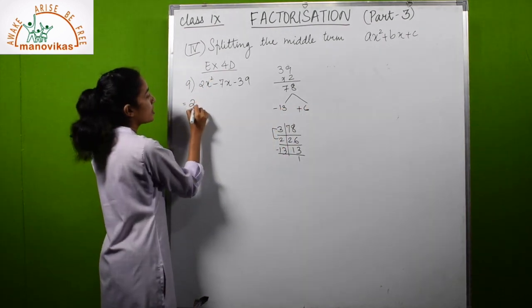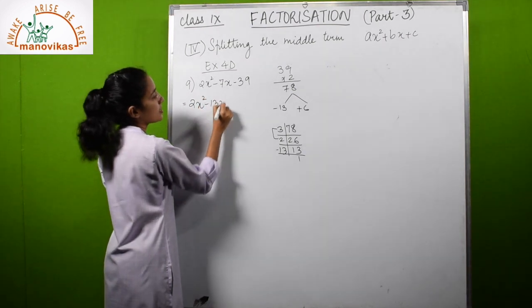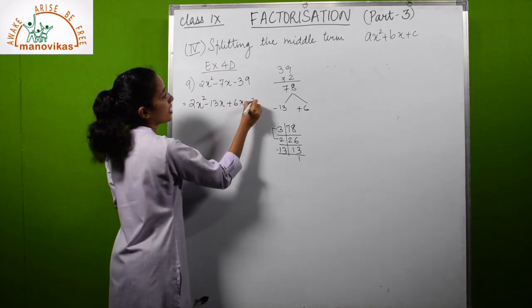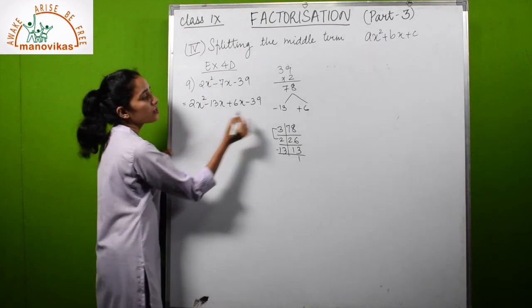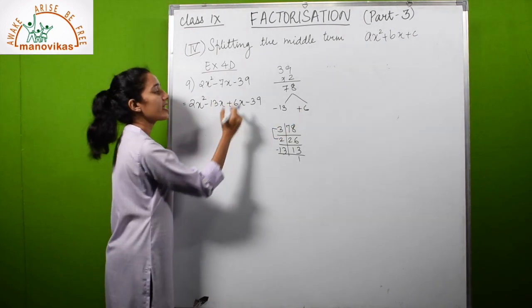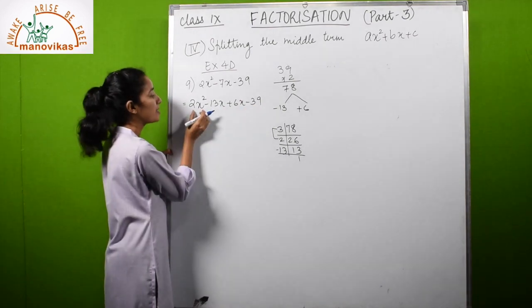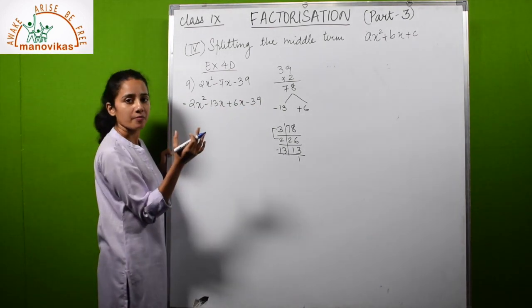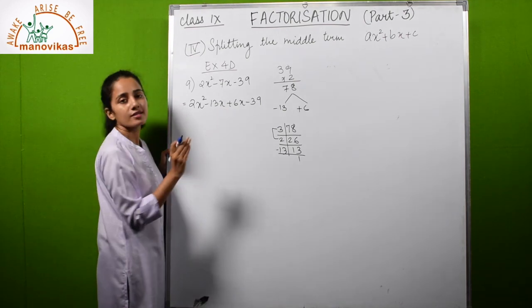So I write it as 2x squared minus 13x plus 6x minus 39. Now note that you could have written plus 6x first and negative 13x later, so that you could have maybe taken a common factor better. But even if you take it in this way, it's the same.